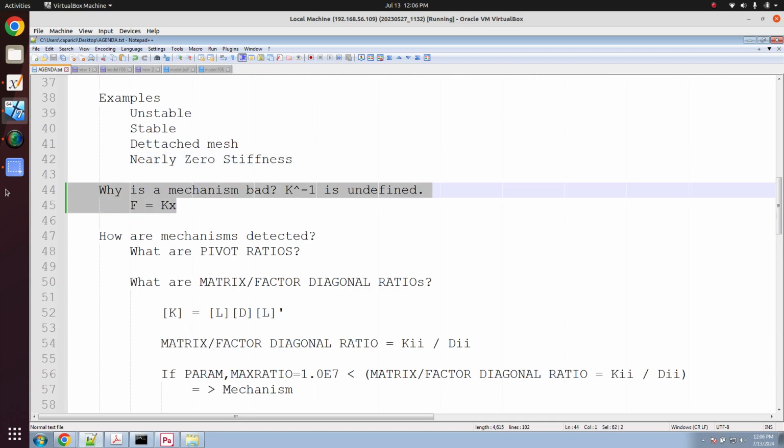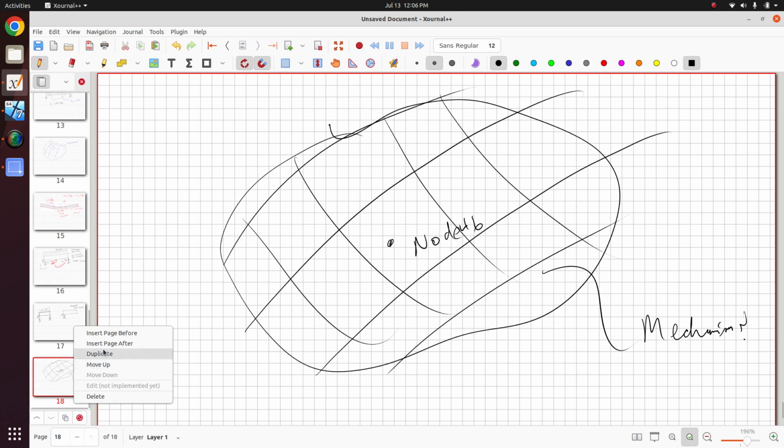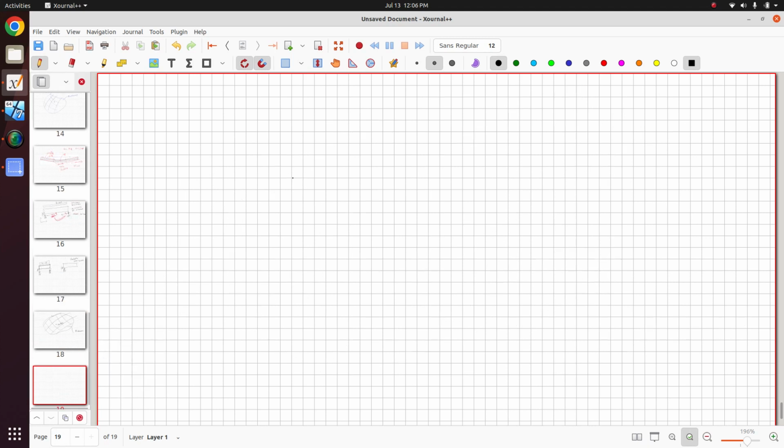Okay, so now mathematically, why are mechanisms bad? So the whole goal with linear statics is to solve this equation. Today I want to use F equals Kx. Now part of this involves finding the inverse. Now sometimes the inverse is undefined. Now what does it mean to be undefined?